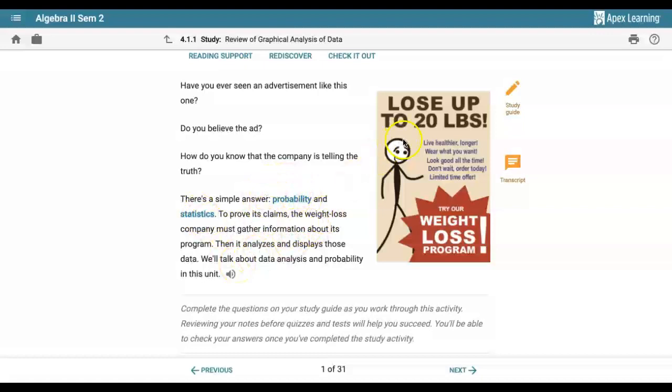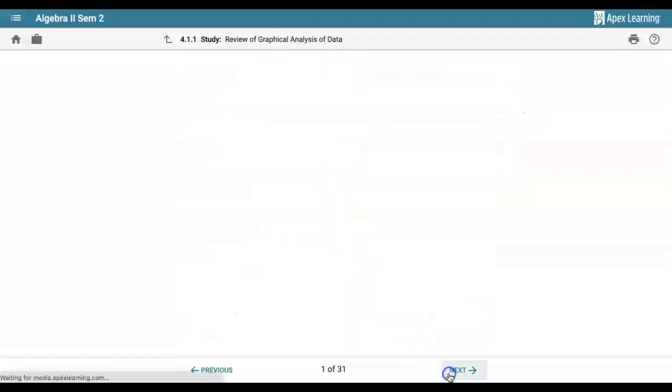So in order to actually make this claim here that this works, they have to gather information, right? They have to collect their data in order to look at it and analyze it here.